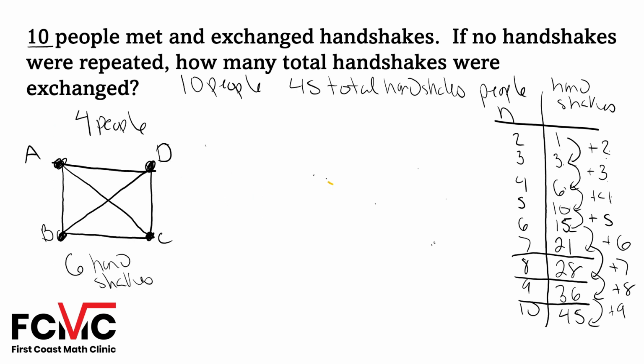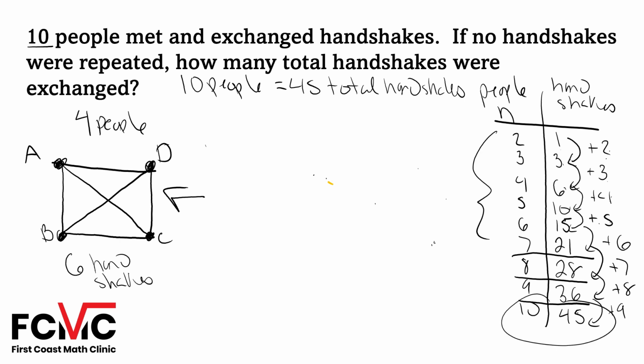Okay, so we figured out that at 10 people, we're going to have 45 total handshakes. And we figured that out by starting by drawing an illustration and representing people 1 through 6, and then figuring out the pattern and continuing that pattern up till we get to 10 people.